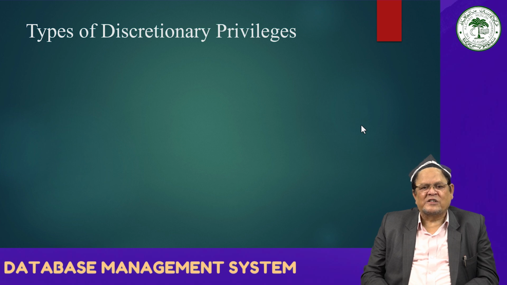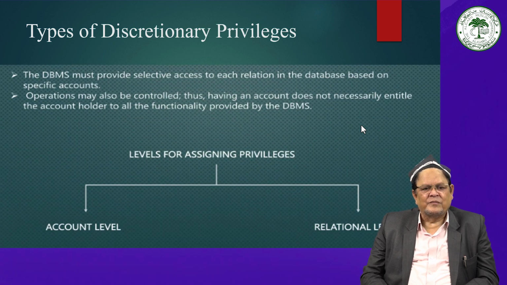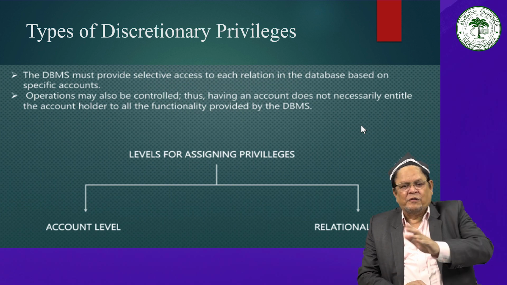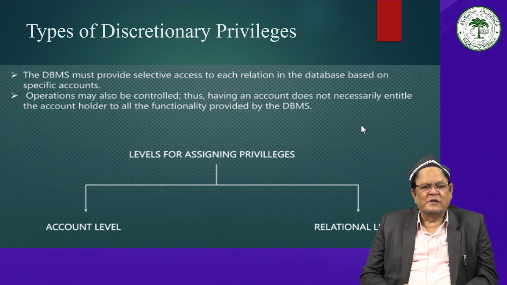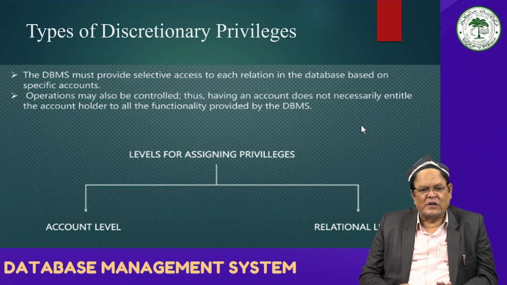Then we have to discuss the types of discretionary privilege. There are two types of privilege in the diagrammatic representation: account level and relational level. The database system must provide selective access to each relation in the database, on the specific relations. So there are two assigned levels. Operations may also be controlled. Having an account does not necessarily entitle the account holder to all the functionalities provided by the DBMS. So there are two levels of privilege: account level and relational level.